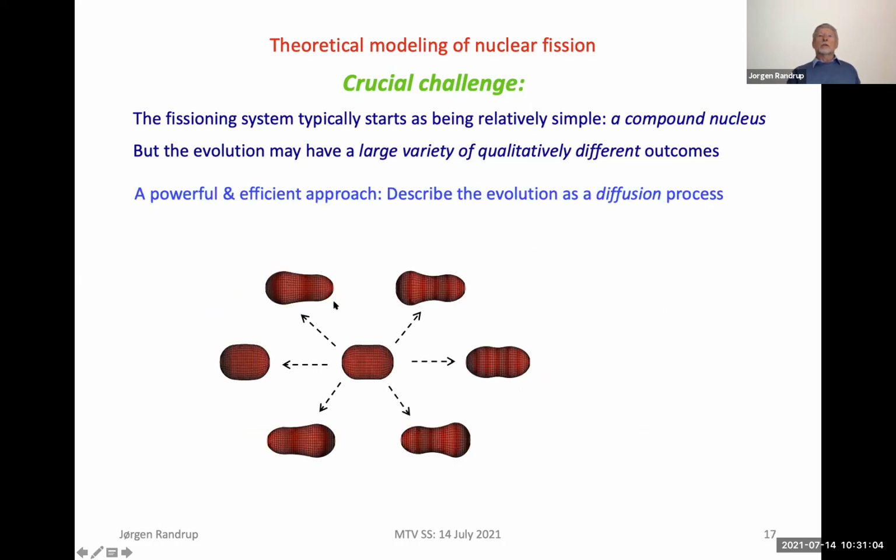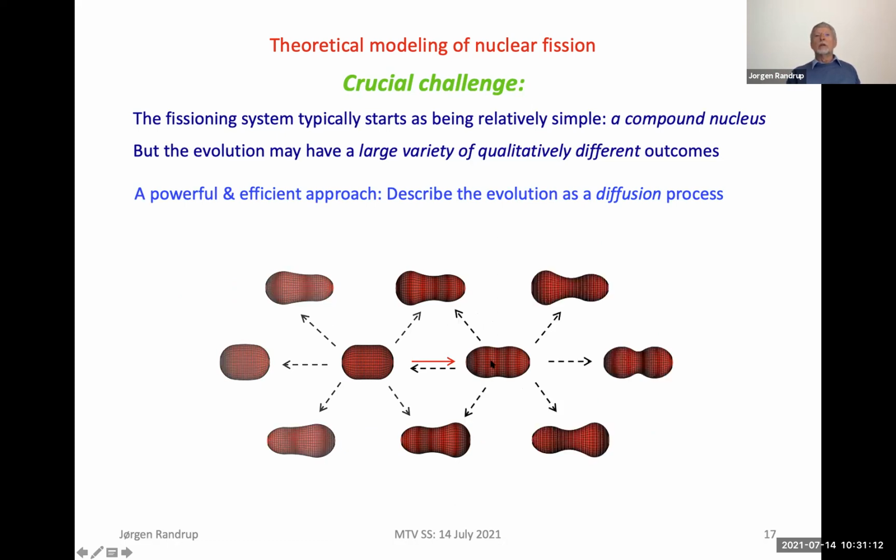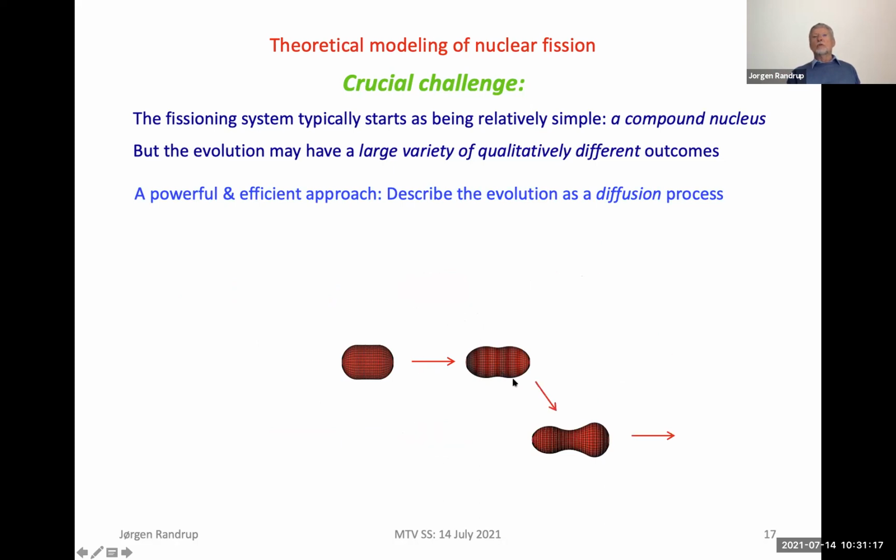Again, I can illustrate. So you have a shape and there are many similar shapes you can change to. You choose one, maybe this one over here. You go to that one. Then again, you have neighbors. You choose one, you go here. And this way you get a specific shape sequence. And then you do this many times. Then you get a whole ensemble of possible evolutions.